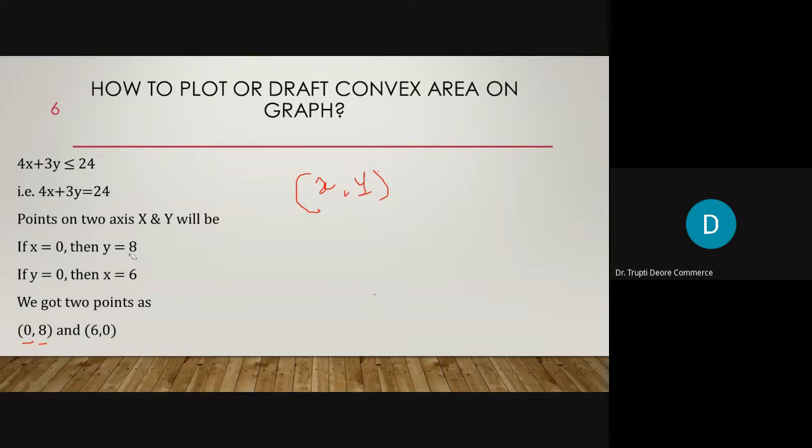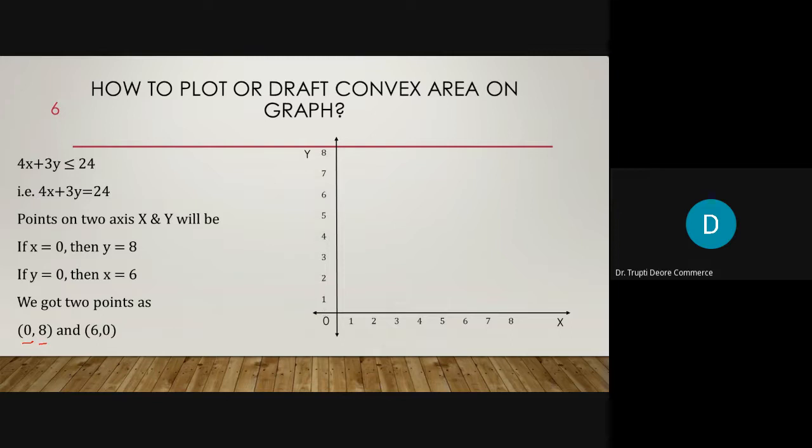So when we draft it on a graph, we'll get the graph like this one. This is the x axis, and this is your y axis. These are 0. Then these are the points we are going to draft on the x axis, and the same on the y axis. So the first point is (0, 8). X is 0 and y is 8. So the first point is this one.